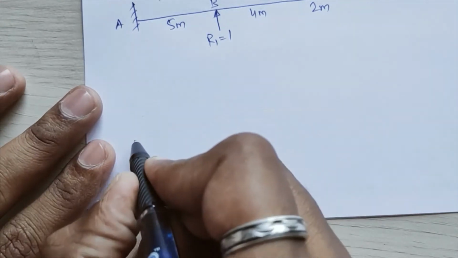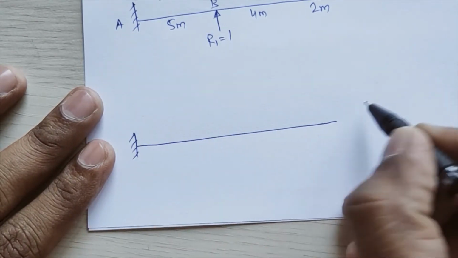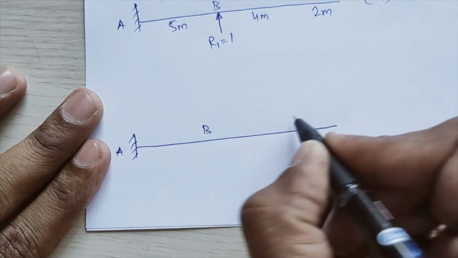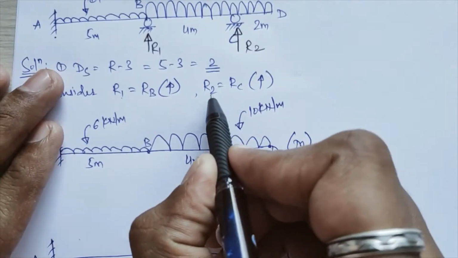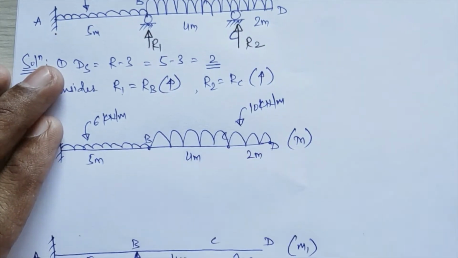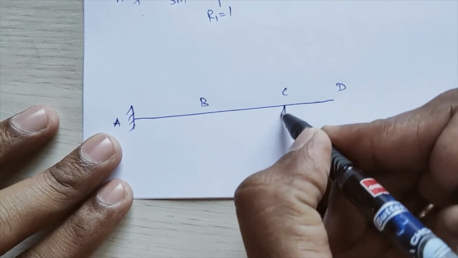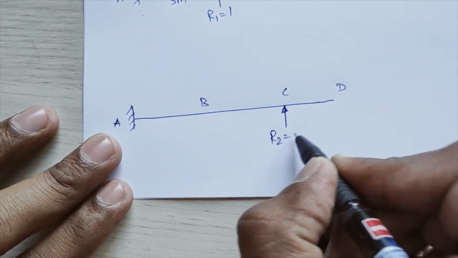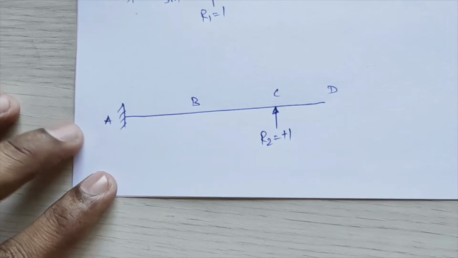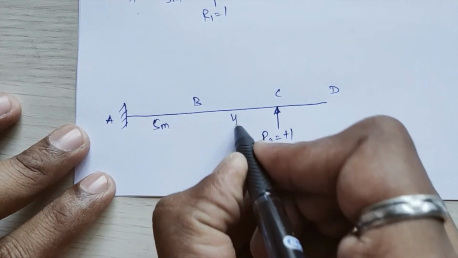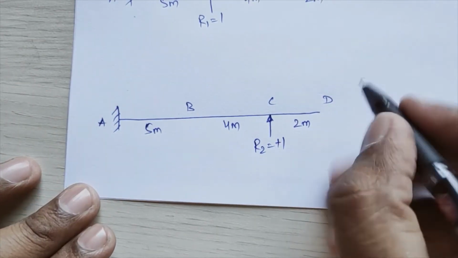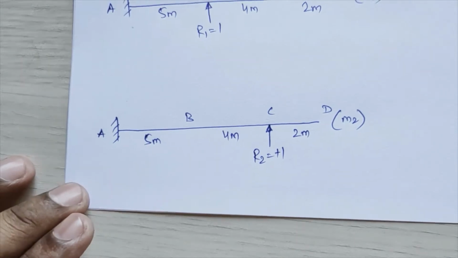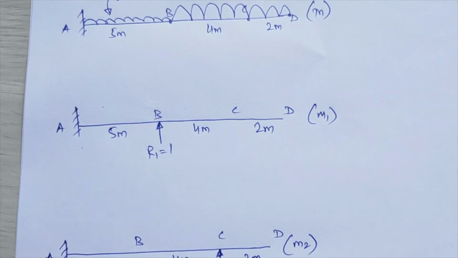Next I'll draw the small m2 diagram here, A, B, C and D. In the small m2 diagram you have to assume a unit load at the second redundant point. So the second redundant point I have assumed is point C. So I'll mark here the vertical reaction at point C, that is R2 equal to positive 1. The remaining loading will be removed from this. So I have marked R2 and this will be my small m2 diagram. So these three diagrams I have got here: capital M, small m1 and small m2 diagram.